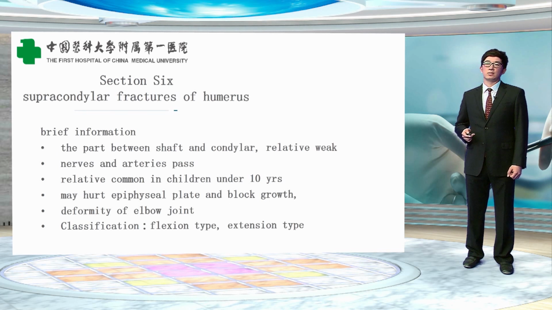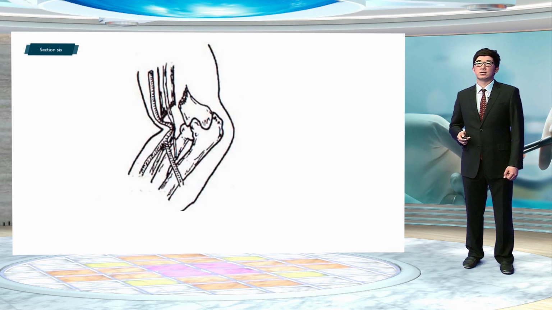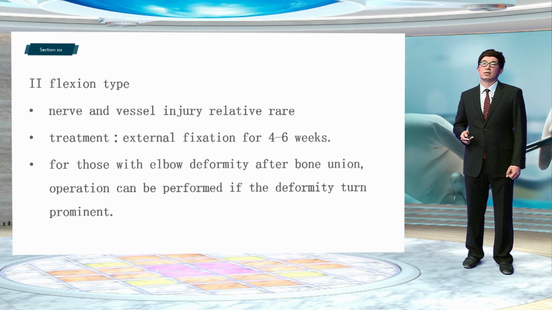The classification includes the flexion type and the extension type. The first is the extension type. The manifestations are according to the history, pain, deformity and X-ray. For treatment, we can do manipulation for those shortly after injury, with no obvious edema and distal circulation disorder. We can do an operation for those with failed manipulation, open injury, and nerve and vessel trauma. This picture shows that this kind of fracture can cause nerve and vessel injury.